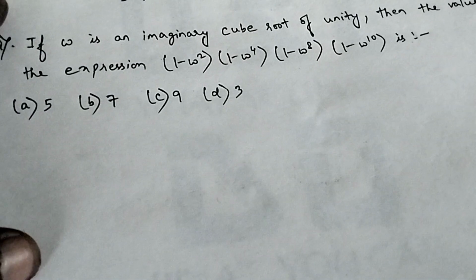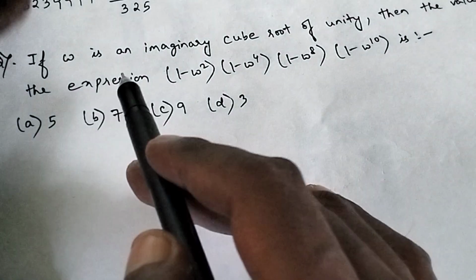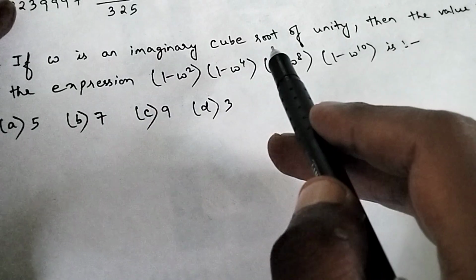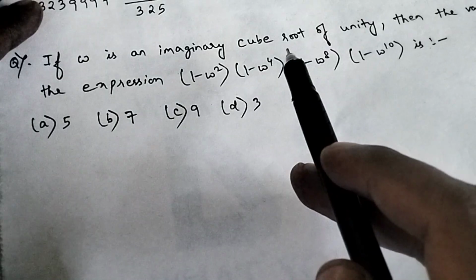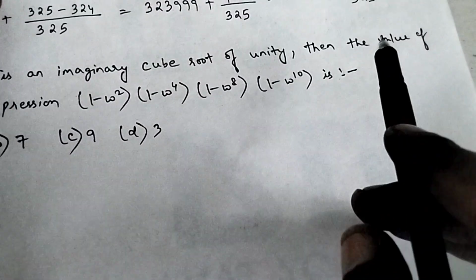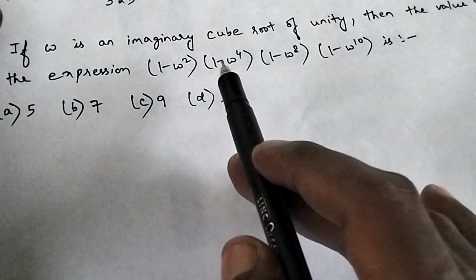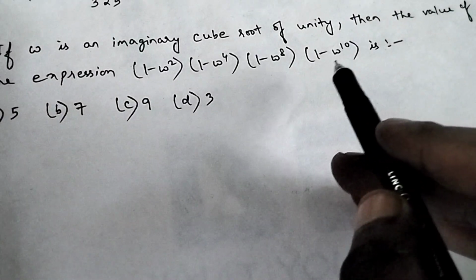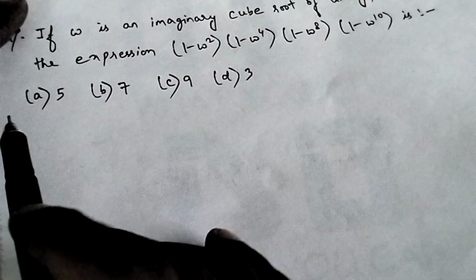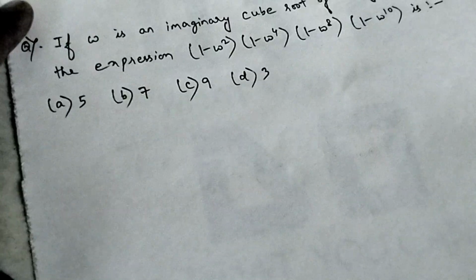In this video I have brought this sum for you all. So look at the sum. If omega is an imaginary cube root of unity, then the value of the expression (1 minus omega square) into (1 minus omega to the power 4) into (1 minus omega to the power 8) into (1 minus omega to the power 10) is, 4 options have been given to us. We have to find which one is correct. Clear?